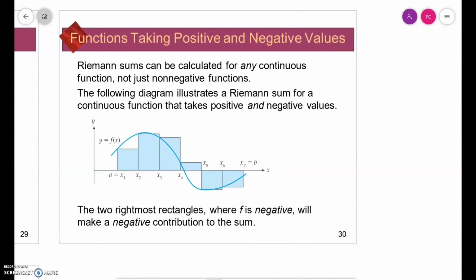Riemann sums can be calculated for any continuous function, not just positive functions. The following diagram illustrates a Riemann sum for a continuous function that takes positive and negative values. Everything we did so far was positive functions only. But it can be used to figure out the area under the curve if you have a function that's both positive and negative.